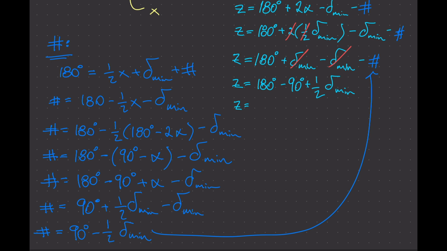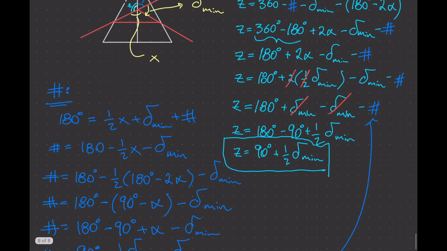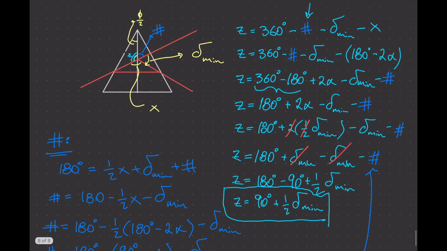So we'll simplify this one last time. 180 minus 90 gives us 90 plus 1/2 delta min. And since this is the final form of this z, and it should be quite important, I'll just put a little box around it right here. Looking pretty good. And we can relate this to what the bigger picture is.